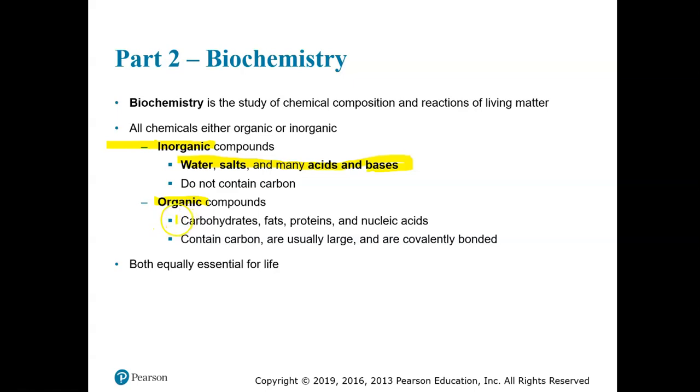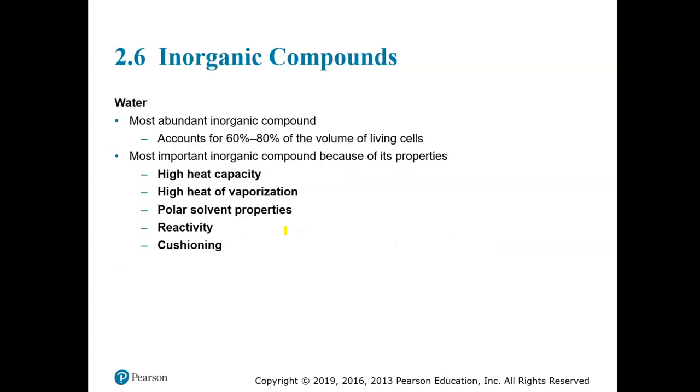And these are what we call macromolecules. They're the 4 classes of organic macromolecules. They are carbohydrates, fats, proteins, and nucleic acids. And fats can also be called lipids. Okay, for our inorganic compounds, we're going to start with water. Living cells are composed of 60 to 80% water, and water has some very important properties.